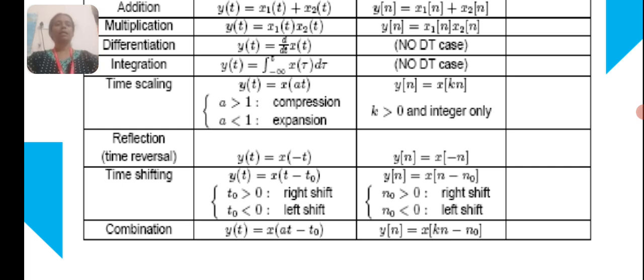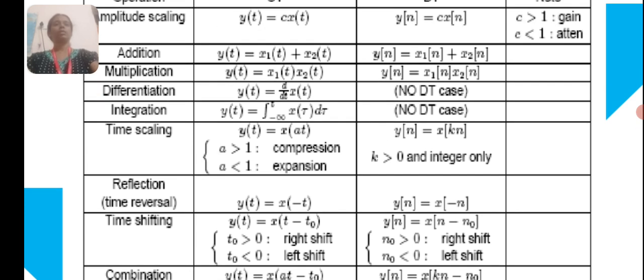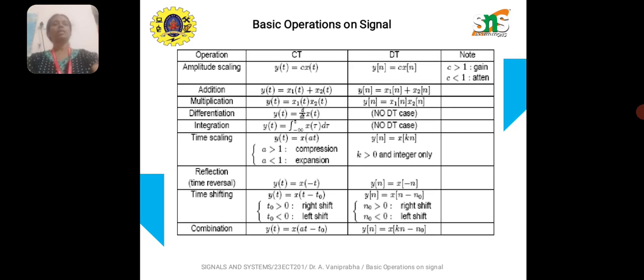See here, in this given example, y of t is equal to x of at minus t naught. So here in this expression we can observe there is a scaling in the t-axis and also shifting. Both have been done here, time shifting along with time scaling. So this is about the basic operation of signals.